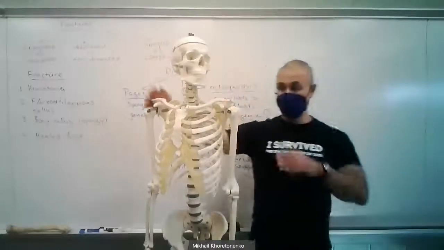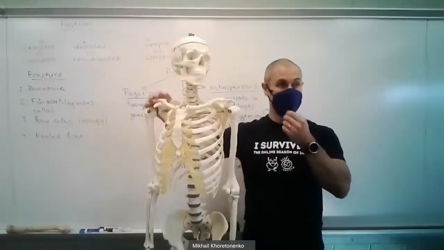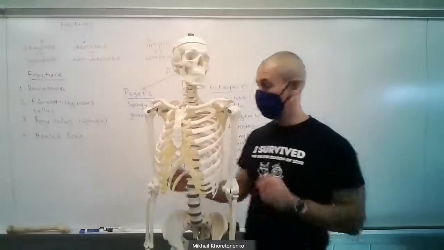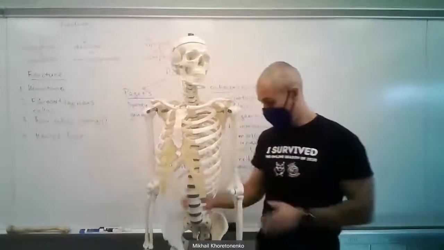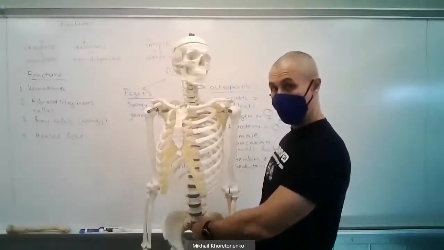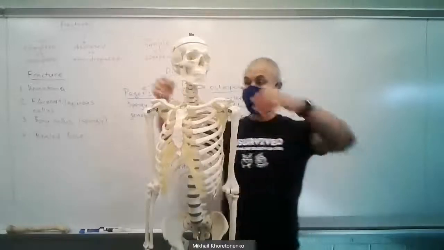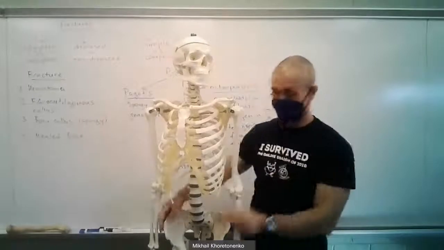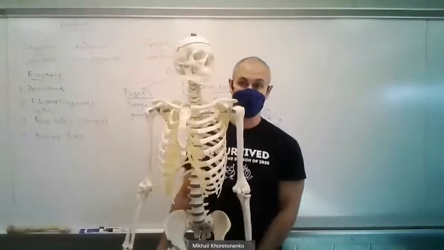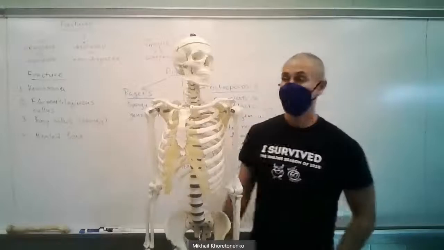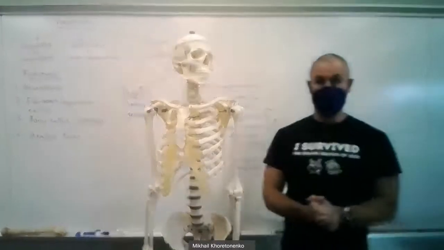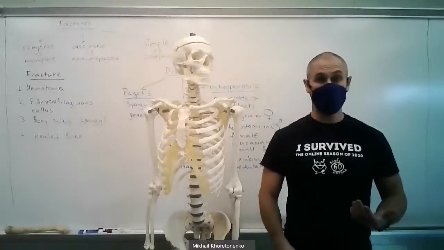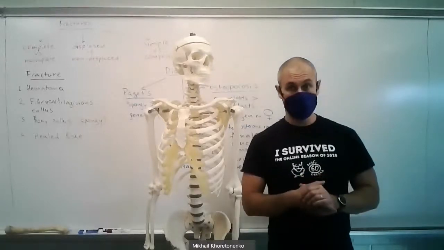So, skeleton can be anatomically divided into axial and appendicular. Axial skeleton is cranium, vertebral column, thoracic cage. Well, you can throw in sacrum in there. Appendicular skeleton is pectoral girdle and upper limbs, pelvic girdle and lower limbs. There are 206 bones. And I know it sounds very intimidating, but a lot of them are paired bones.